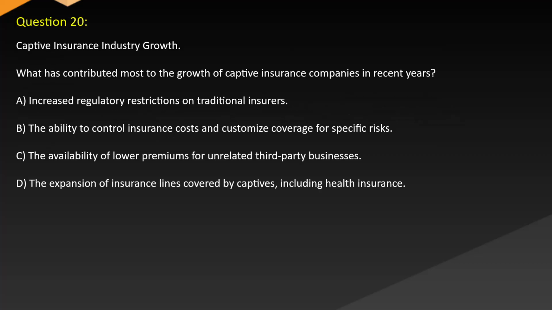Question 20. Captive insurance industry growth. What has contributed most to the growth of captive insurance companies in recent years? A. Increased regulatory restrictions on traditional insurers. B. The ability to control insurance costs and customize coverage for specific risks. C. The availability of low premiums for unrelated third-party businesses. D. The expansion of insurance lines covered by captives, including health insurance.